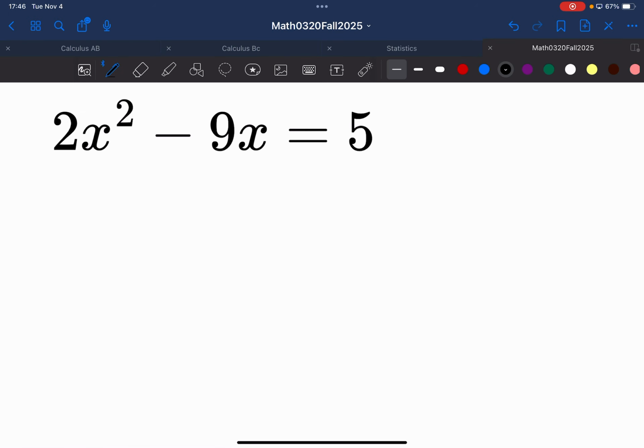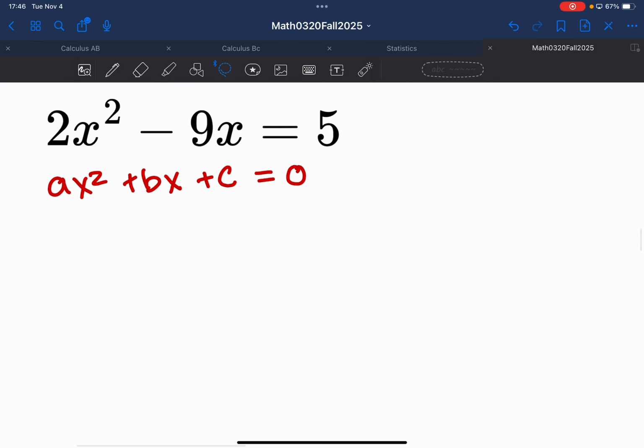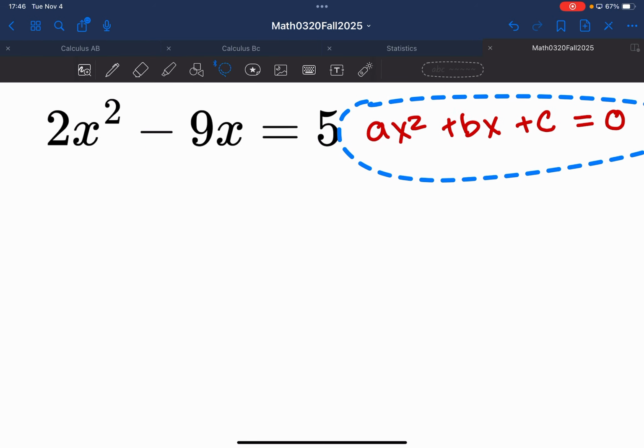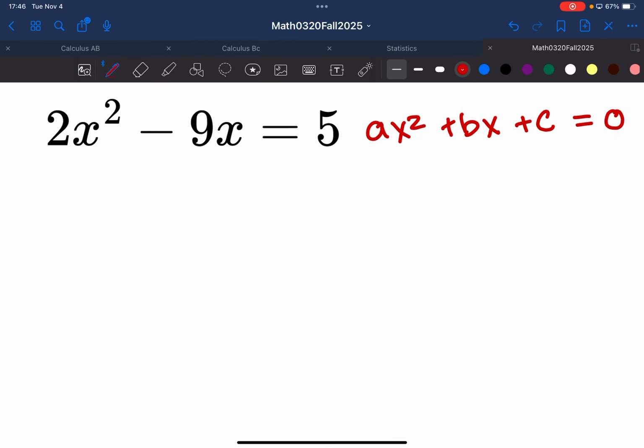So the most important part here is to make sure that this is in standard form. And recall standard form is ax squared plus bx plus c equals 0. Okay, very important that our quadratic is always equal to 0. So looking at this example, is this in standard form? No. What would we have to do in order for it to be in standard form?